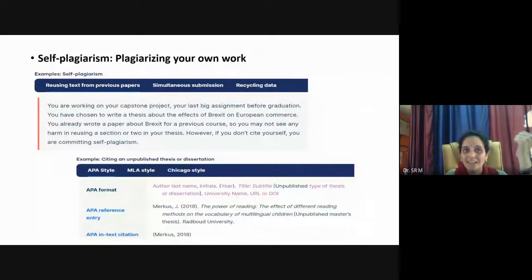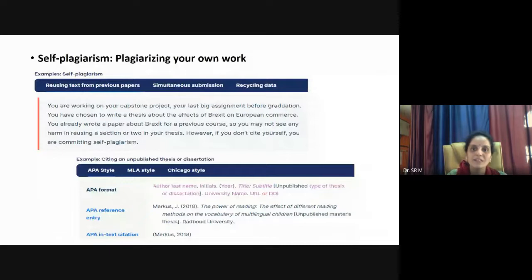"Sir, I don't know, I did this by chance." "Ma'am, I was not aware of this, but somehow everything is matching." That comes under accidental plagiarism. "By chance I have done this. I was not aware. It was just unintentional." But still it has serious consequences, as any other plagiarism could have.